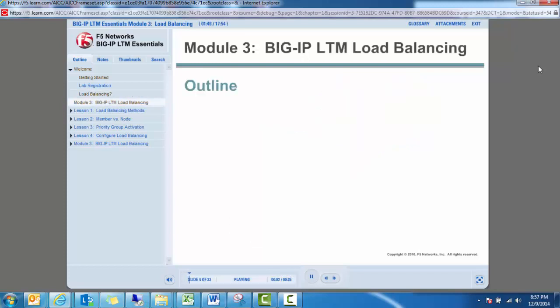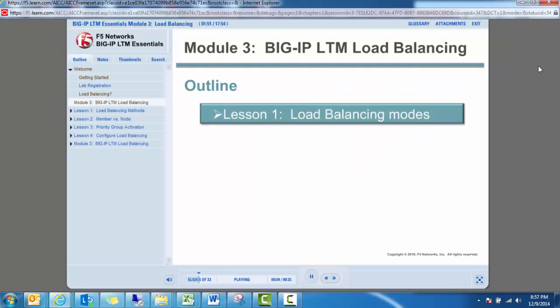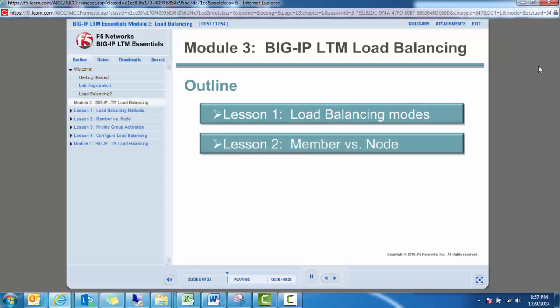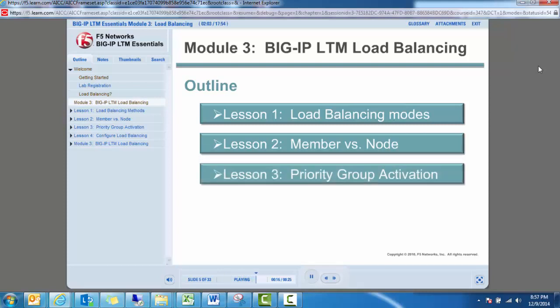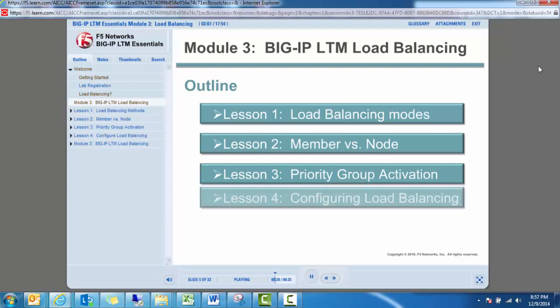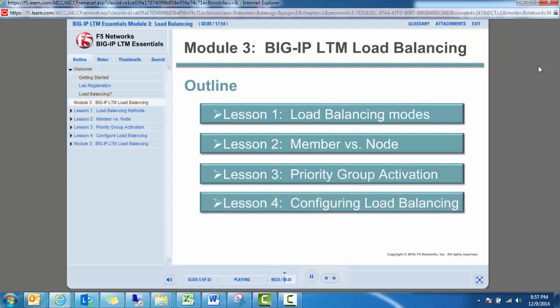Module 3 contains 4 lessons. Lesson 1 presents the various load balancing methods available within BigIP LTM. Lesson 2 explains the differences between load balancing by member and by node. Lesson 3 explores the priority group activation feature. And finally, Lesson 4 demonstrates how to configure the different load balancing methods.